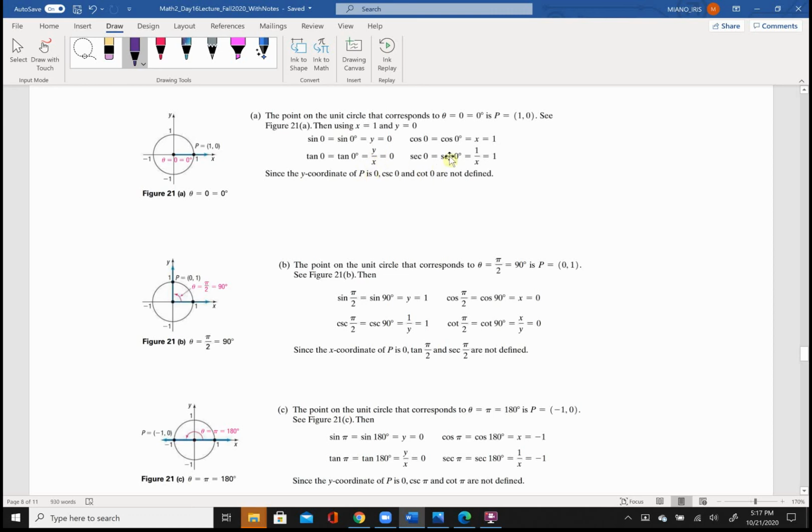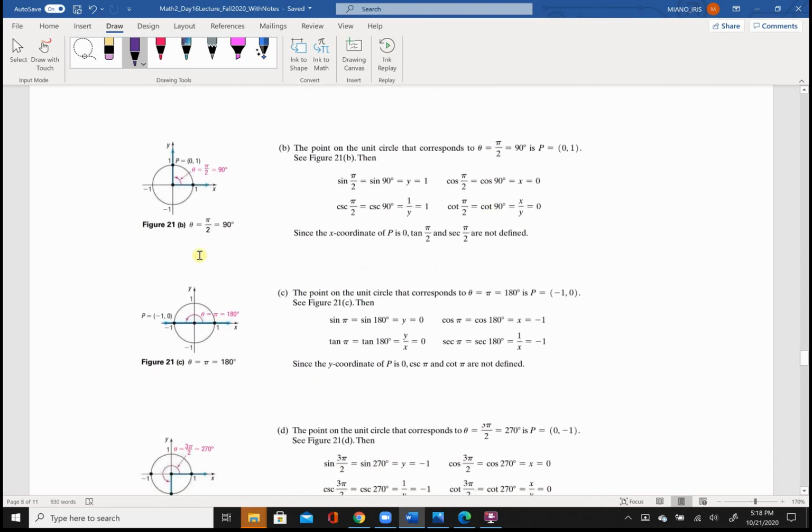And then the secant is going to be, for 0 degrees, the reciprocal of 1, which is 1 over 1, so that's a 1. Since the y coordinate is 0, that means that the cosecant and the cotangent of 0 radians or 0 degrees are therefore undefined. Moving on to some other famous ones in figure 21, B, C, and D, we have all of the inputs and outputs of the 6 trigonometric functions described at the ordered pair 0, 1.